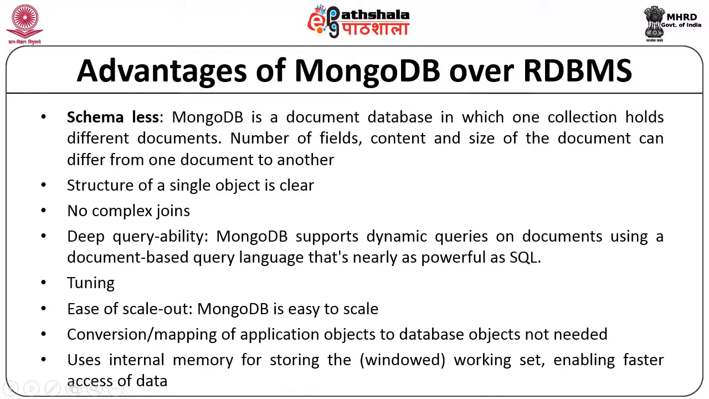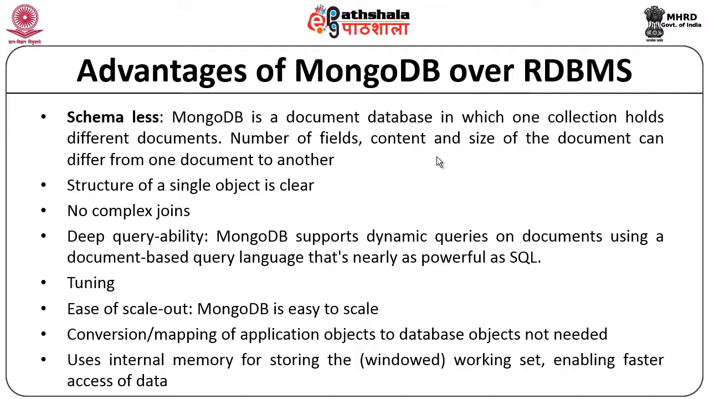What are the advantages of MongoDB when compared with an RDBMS environment? The first and foremost advantage is that MongoDB is schemaless. In the previous session, we discussed that MongoDB is a type of NoSQL database. NoSQL databases deal with schemaless environments. MongoDB is a document database in which one collection holds different documents. The number of fields, the content and size of the document can differ from one document to the other. Therefore, it is considered to be schemaless.